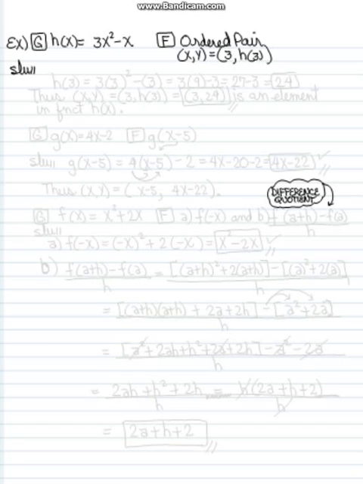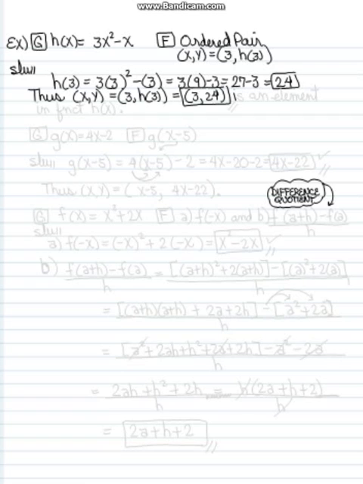This is easy. h of 3 is equal to 3 times parentheses squared minus parentheses. Now plug in the 3 in the parentheses because they're taking the place of x. We get 3 times 9 minus 3, which is 27 minus 3, which is 24. Thus, the ordered pair (x, y) equals (3, h of 3) is equal to (3, 24), and it is an element of the function h of x.